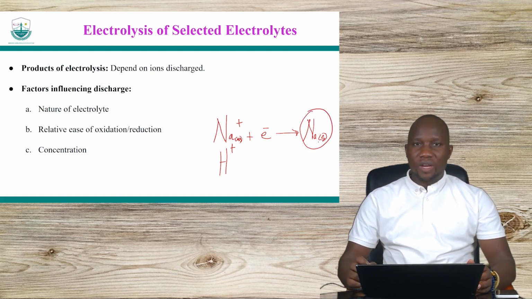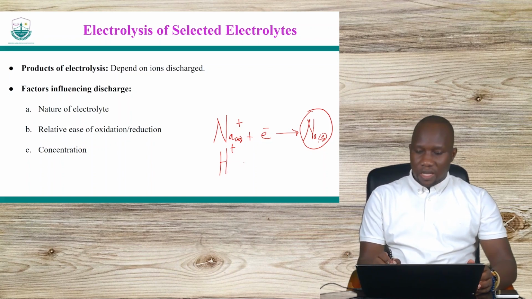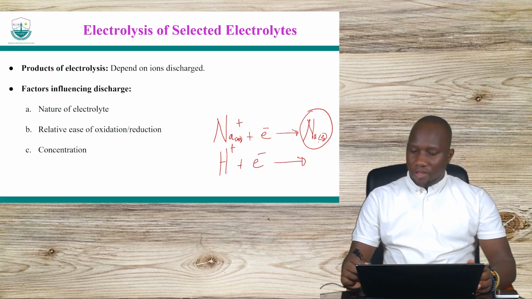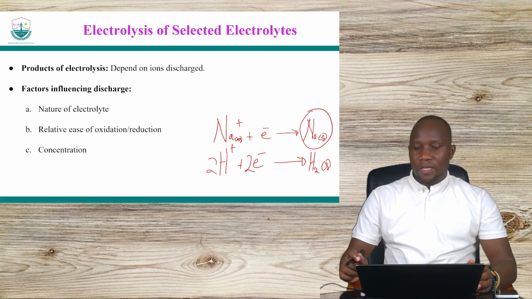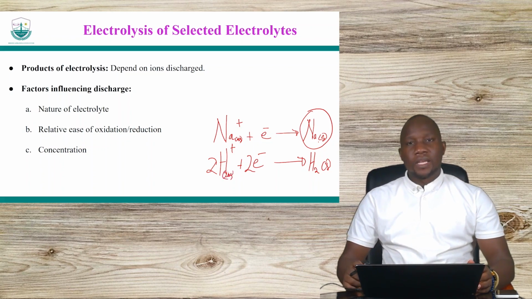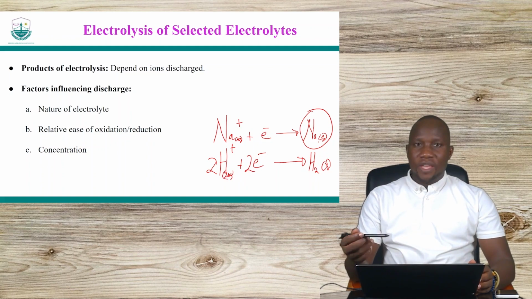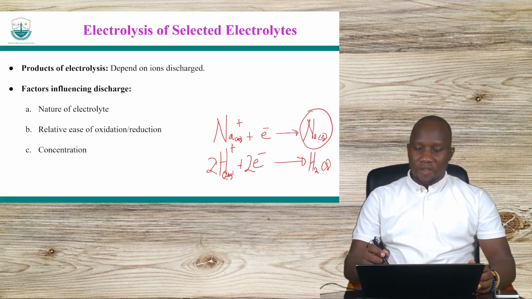So this is the product. And now when you have hydrogen, you'll have an electron again, and then you'll have hydrogen gas being produced here. Okay? Just if you balance it like that. This is still aqueous, right? So that means that depending on what is discharged here, you will have different products. You can have sodium, or you can have hydrogen.